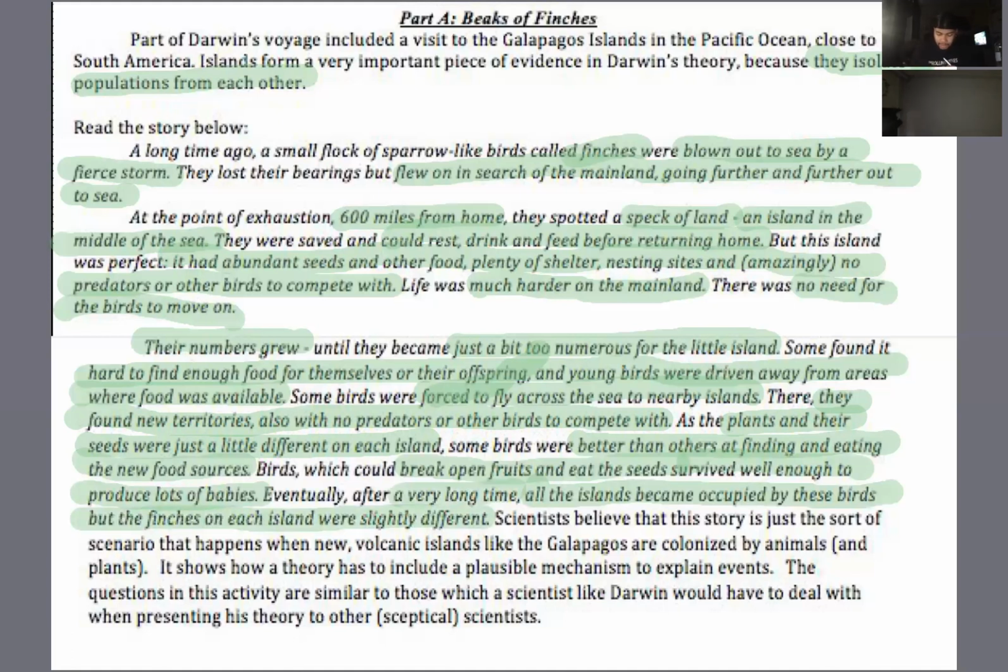After a long period of time, scientists believe that this story is just the sort of scenario that happens when new volcanic islands, such as the Galapagos, are colonized by animals and plants. It shows how a theory has to include a plausible mechanism to explain events. The questions in this activity are similar to those Darwin would have had to deal with when presenting his theory to other skeptical scientists. All right? So let's see what this actually all means.